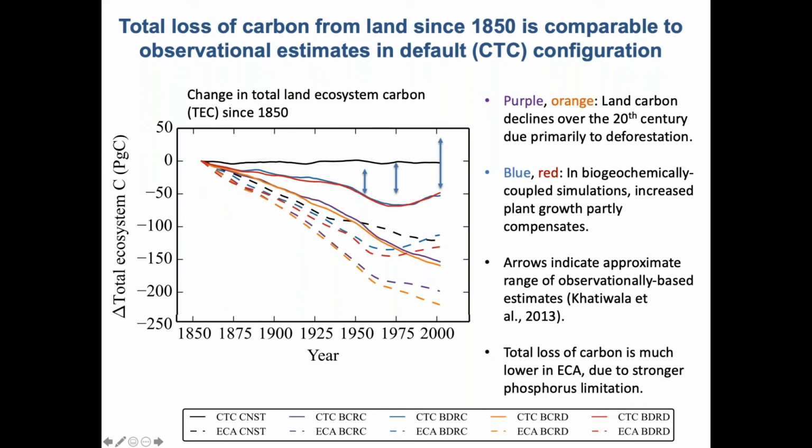And then the final thing I want to briefly mention here is that this is one of the areas where we did see a structural difference in the behavior of the CTC and ECA simulations. And in this case, the ECA simulations, which are the dashed lines here, had a much greater degree of loss of carbon. And this was due primarily to differences in how the soil phosphorus was treated and how it was initialized in the two models, that resulted in the ECA having much stronger phosphorus limitation in this set of simulations.